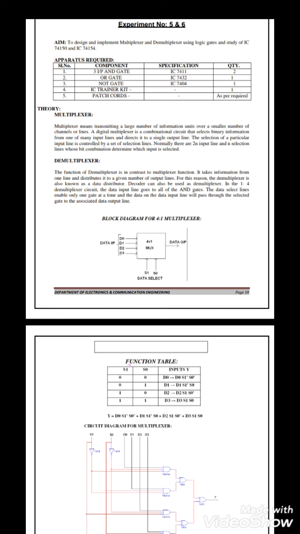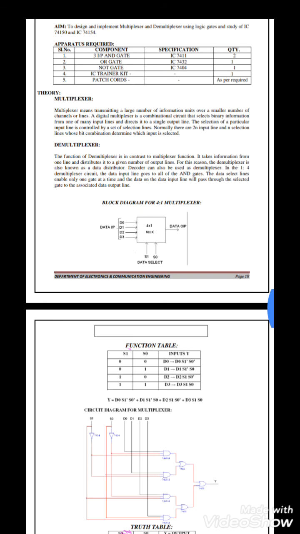In this experiment, the main aim is to design and implement a multiplexer and demultiplexer using both logic gates and some application ICs. You already know how to develop the multiplexer and demultiplexer circuit using logic gates. Here we also cover those concepts, and we also use application ICs to implement the multiplexer and demultiplexer circuit.